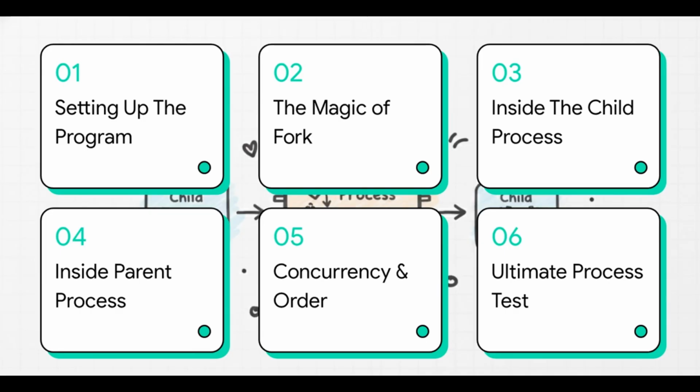Quick look at our roadmap to dissect this C program's logic. We'll set up the program, explore the magic of the fork command, peek inside the child and parent processes, talk about concurrency and output order, and finish up with the ultimate process test.